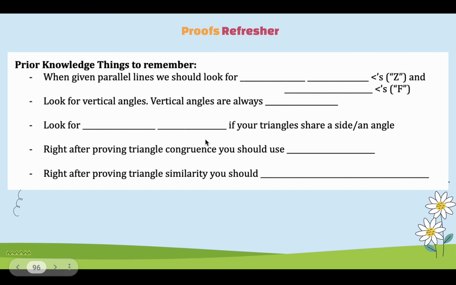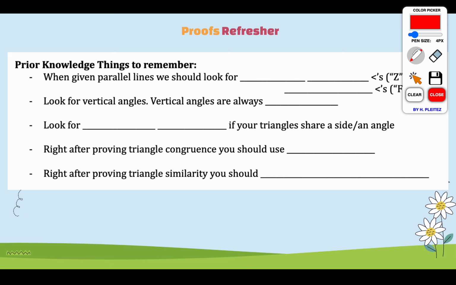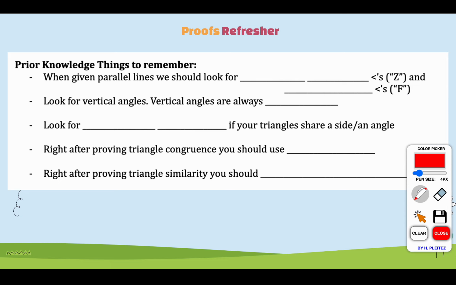So some other prior knowledge for us, when we're given parallel lines, we should look for our alternate interior angles, which are our Z's, right? We should also look for corresponding angles, which are the F pattern. We want to look for vertical angles as well in our diagram. These are freebies, and we know that vertical angles are always congruent.